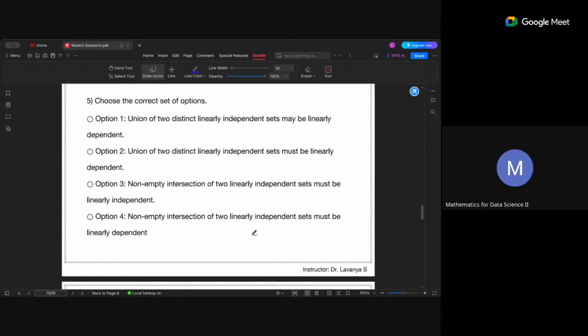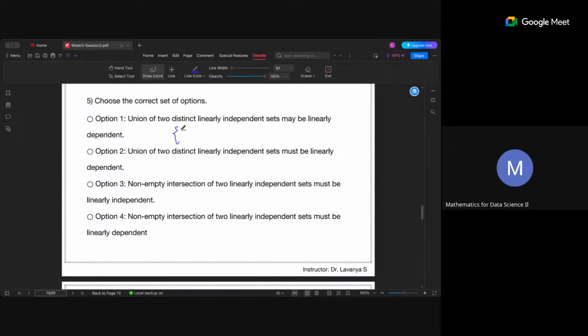So this is based on your understanding. Let's see how far you have understood. Choose the correct statements. Union of two distinct linearly independent sets may be linearly dependent. True, right?